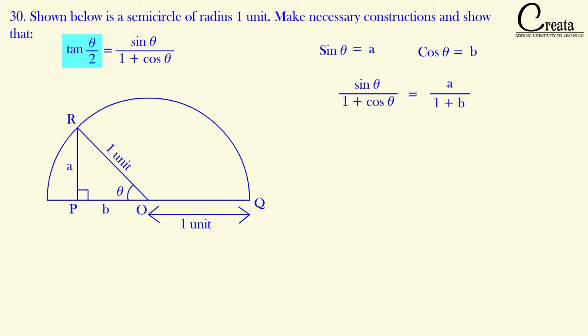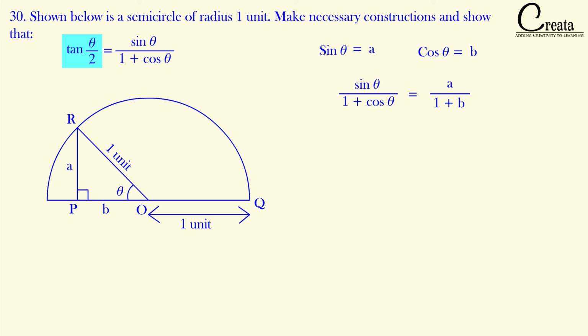Firstly, we have to find the angle theta by 2. In the figure, where is this angle theta by 2? One angle is given as theta, one angle is given as 90 degree. But theta by 2 is not given in the figure. Can we do some arrangement, some construction, some work so that we can get the angle theta by 2?